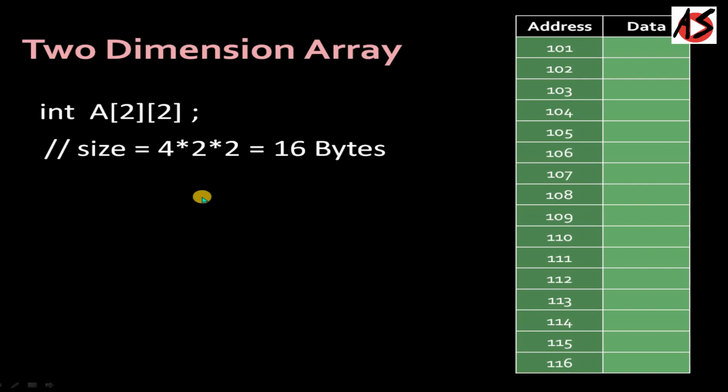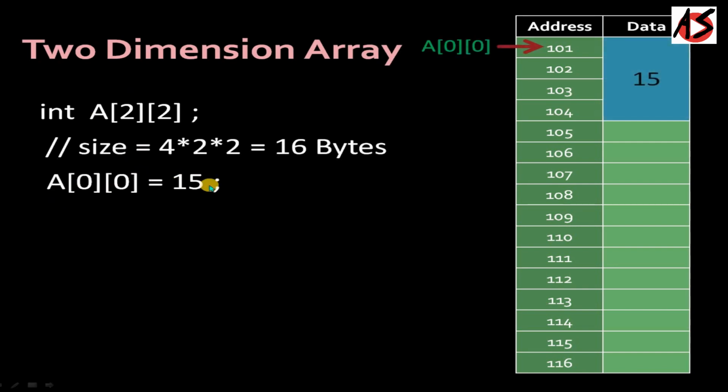Now suppose we want to store the A00 element, that is 15. A00 is the first element in the array, so it starts from the first address, that is 101, and 15 is inserted from 101 to 104 as usual. Now suppose we want to store the last element of this array, that is A11, that is 35. Again we have to calculate the memory address to store this element.